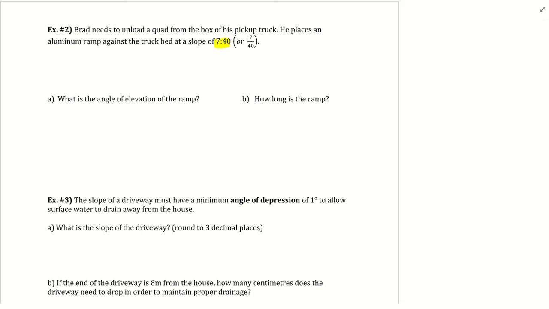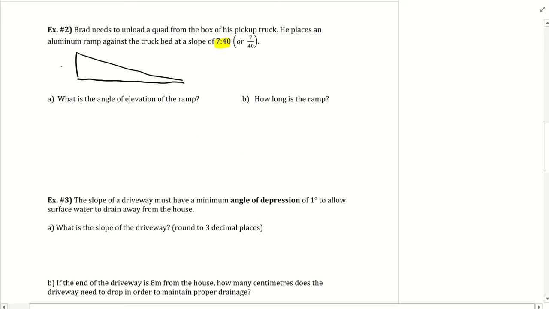Okay, so remember, if it helps you, drawing pictures is amazing. So I'm just going to draw here his little ramp. He's going to get his quad up. He's telling me here that, remember, the first number would be your rise, and the next number on the bottom would be your run. So also here, this is a right angle triangle, and we want to know what the angle of elevation is. So we're looking for here. Right, so we would have opposite, which would be 7, over adjacent, which in this case would be 40.